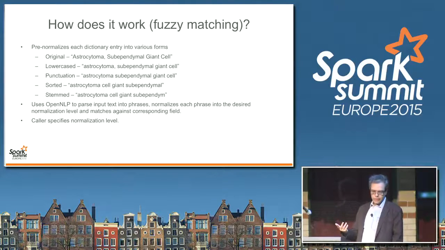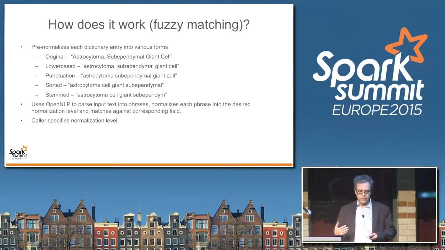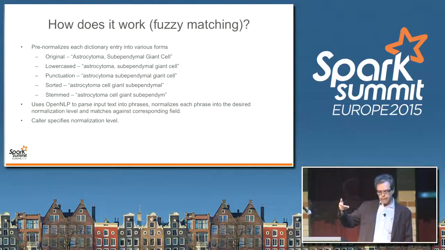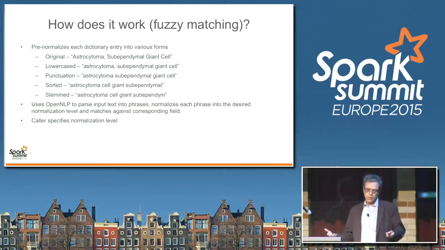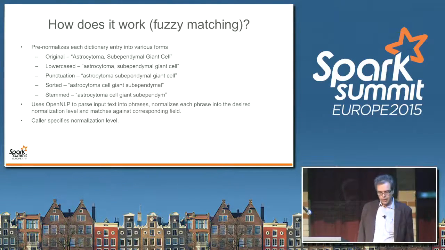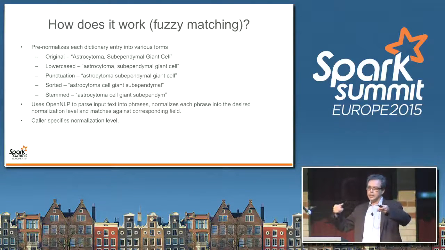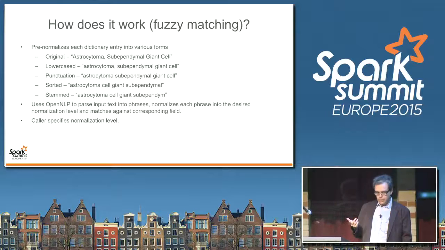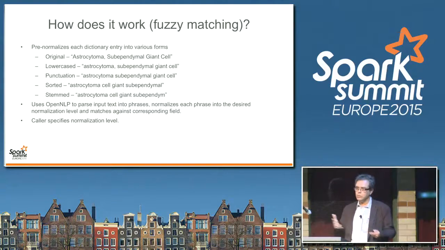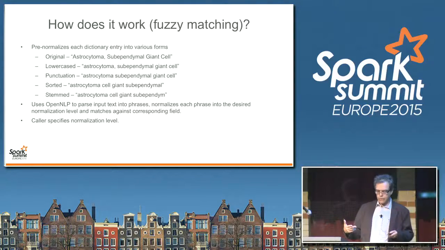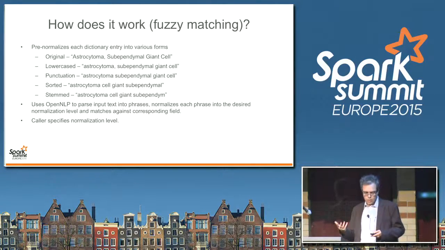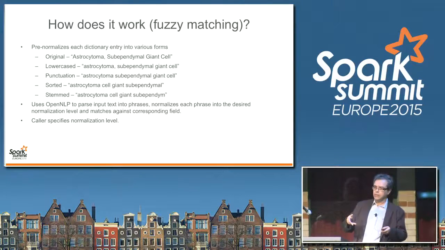The fuzzy side is a little different. I take each dictionary entry and pre-normalize it to various different forms. This is an entry from MeSH. I have the original version, the lowercase version, which is basically just lowercase, punctuation, which is the punctuation removed, sorted, where the words are all sorted into a little string, and then stemmed, where each word of the sorted string is stemmed. OpenNLP is used to parse our input text because we are getting documents in. So we parse it into phrases, and then depending on what normalization level the user has asked for, we normalize each phrase down to that particular level, and then we match it against the dictionary.